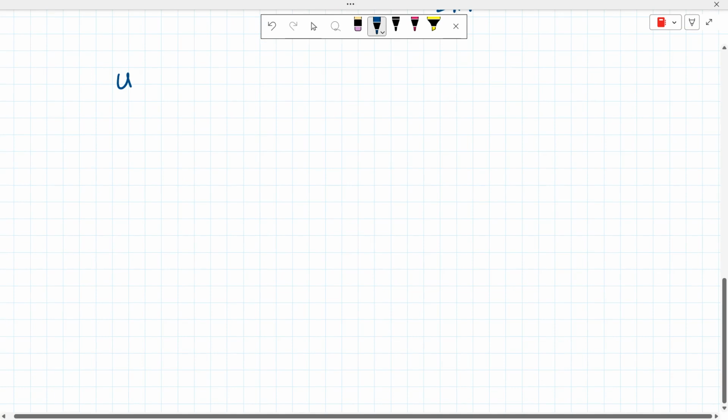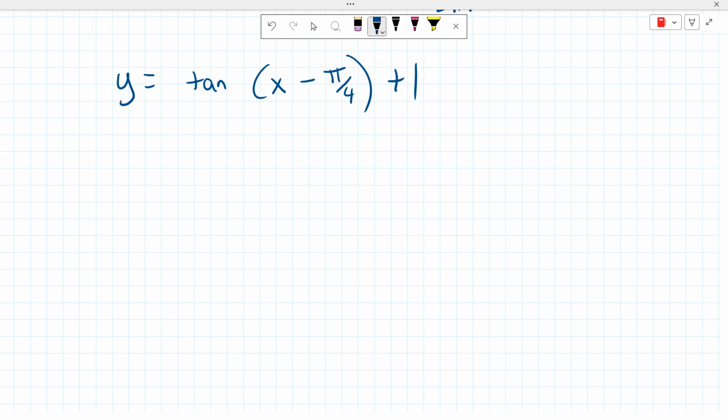Now, when we have y equals tangent of x minus pi over 4 plus 1, if we have something like this assigned to us, we're not going to make the tangent of x, the tangent of x minus pi over 4, and the tangent of x minus pi over 4 plus 1. We're not going to make 3 graphs. We're going to make 1 graph in the end. But we're going to make a really complicated XY chart to graph them. Okay? So here we go.